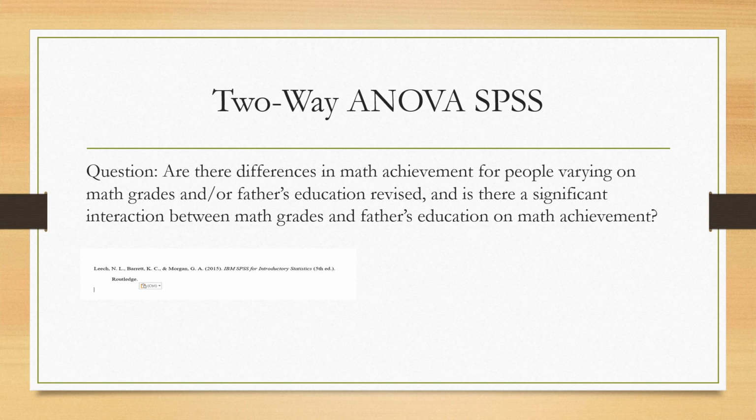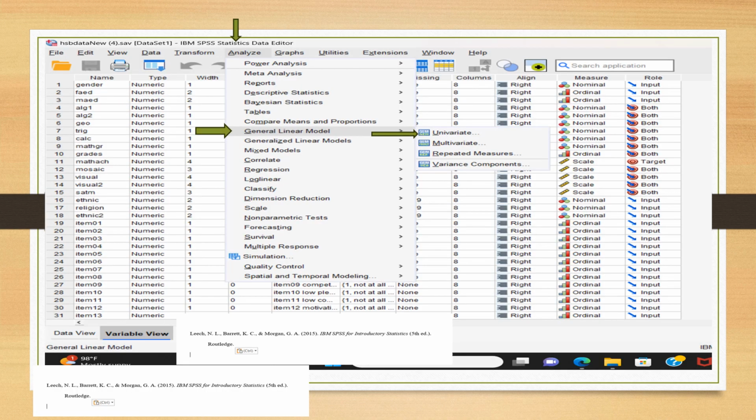Two-way ANOVA in SPSS. The question here is, are there differences in math achievement for people varying on math grades or father's education revised? And is there a significant interaction between math grades and father's education on math achievement?